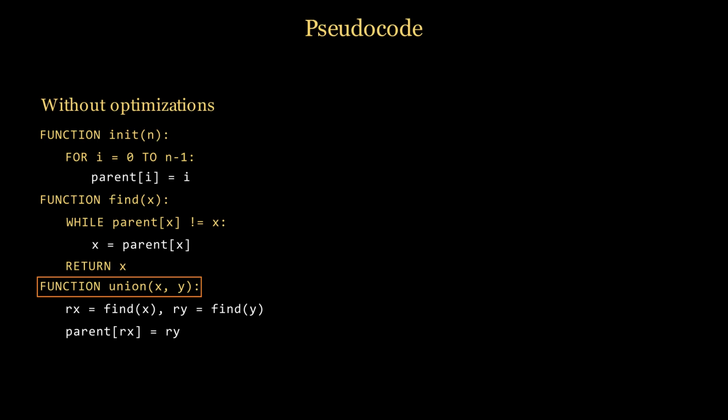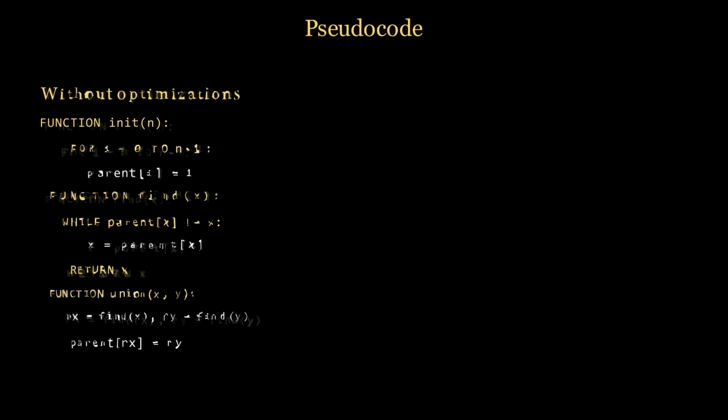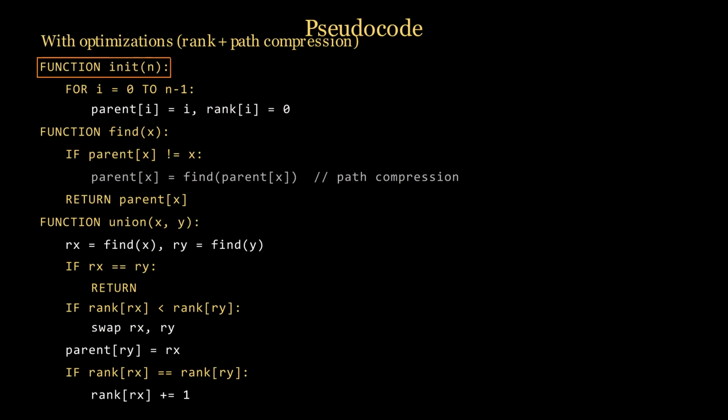Union, merge the sets containing x and y. Find the root of each. Make one root the parent of the other, merging the two sets. Init, same as before, but also initialize rank. Loop over every element. Parent of I is I, rank of I is 0.